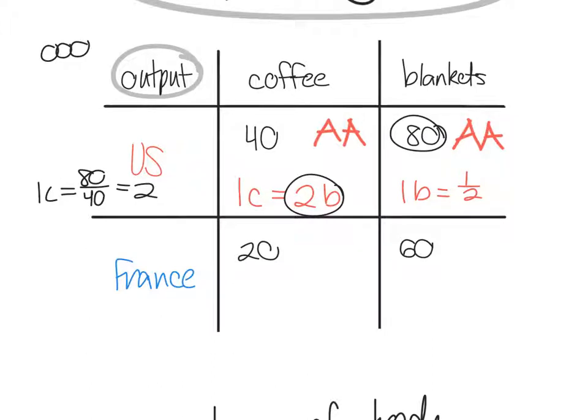And we can just either flip it for this number, or if you want to do the math, you can do 40 over 80, which is 1/2.